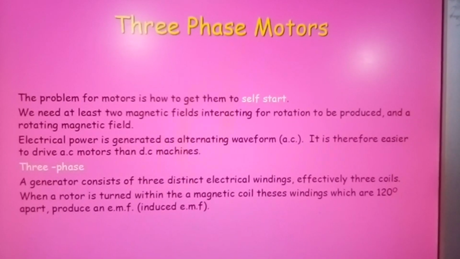Now, electrical power is generated as alternating waveforms, AC. It is therefore easier to drive AC motors than DC machines, okay, whether that be a motor or a generator. Now, three-phase. A generator consists of three distinct electrical windings, effectively three coils. When a rotor is turned within a magnetic coil, these windings, which are 120 degrees apart, produce an EMF. EMF stands for electromotive force.